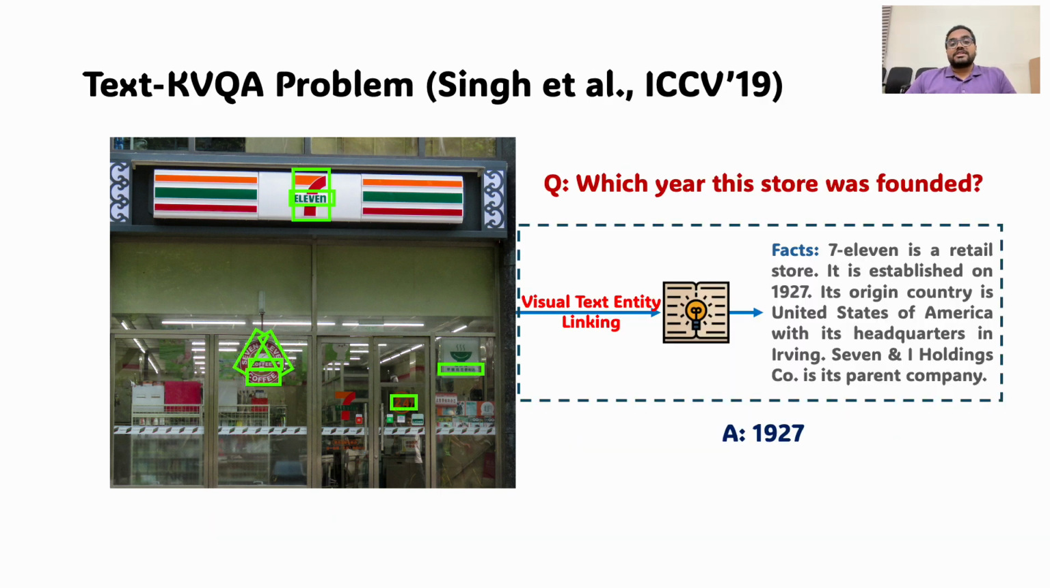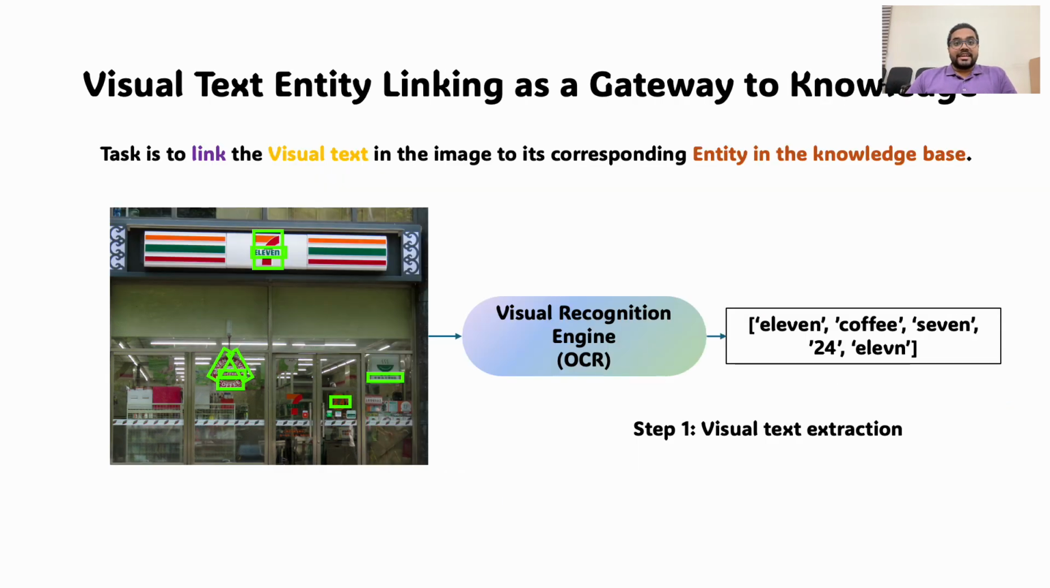Towards this end, we hypothesize that perfect visual text entity linking is all we need to solve Text KVQA. Given an image, we aim to perform visual text entity linking and obtain the knowledge associated with the linked entity and use it as additional information to answer the question. So visual text entity linking refers to the task of linking visual text present in the image to its corresponding entity in the knowledge base. In this example, our goal is to link the visual text to the entity 7-Eleven.